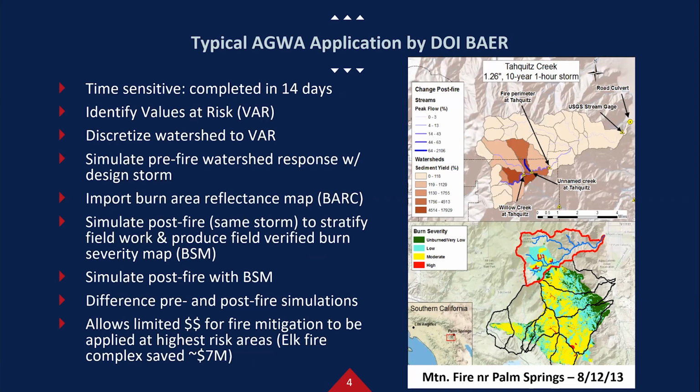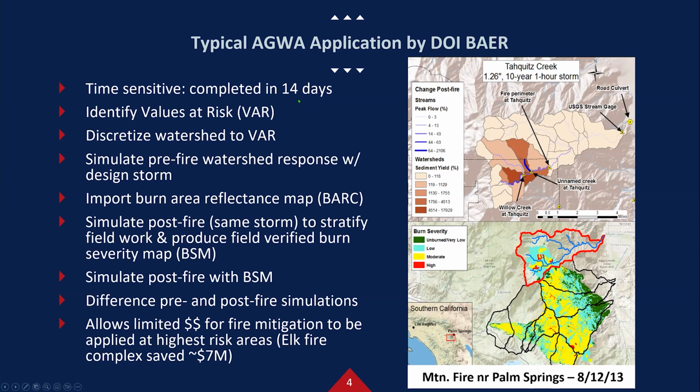So, typical application of AGWA by the BAER teams, just a little bit of background. BAER teams have to come in and complete an assessment within 14 days. And that's specified by statute so that application for emergency stabilization monies has to be made within this time frame.